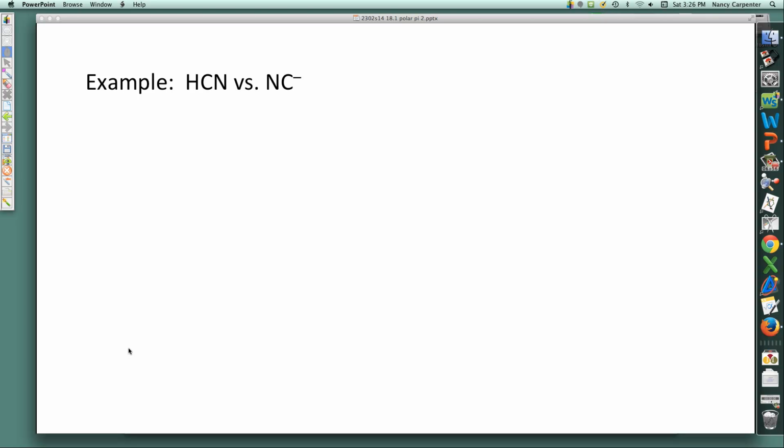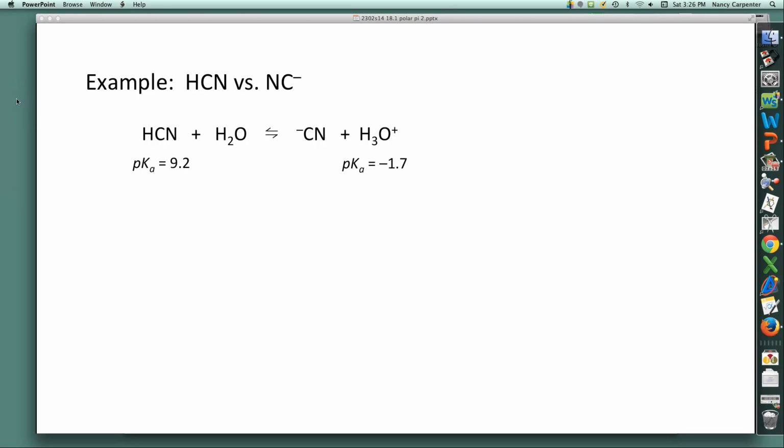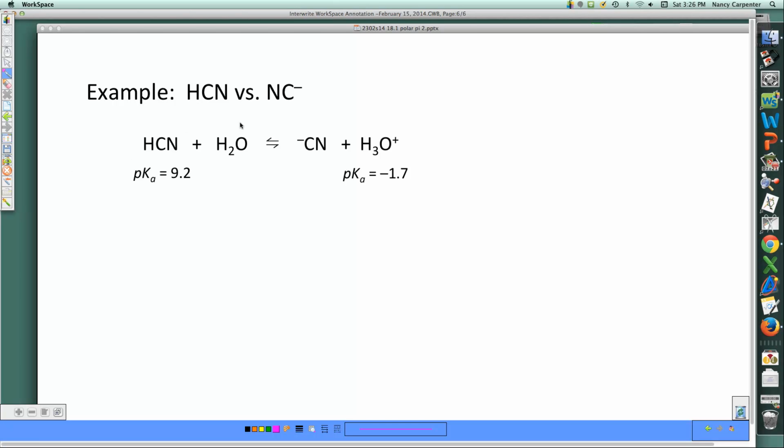Alright, so an example of this introductory stuff is the cyanide anion versus HCN. It's very typical to think of HCN as a pretty good acid, so that it would ionize in the presence of water to give you the cyanide anion and H3O+. But you can see from these pKa data that that's really not going to happen to any appreciable extent. It's a very weak acid.